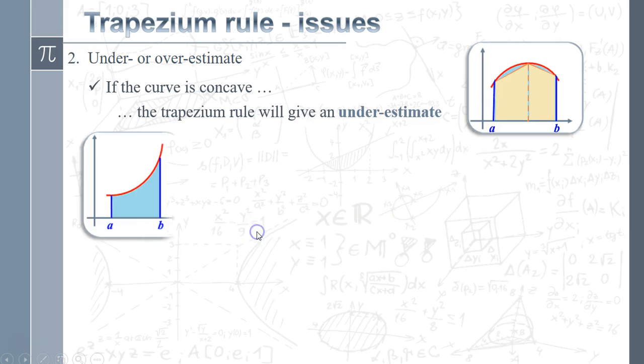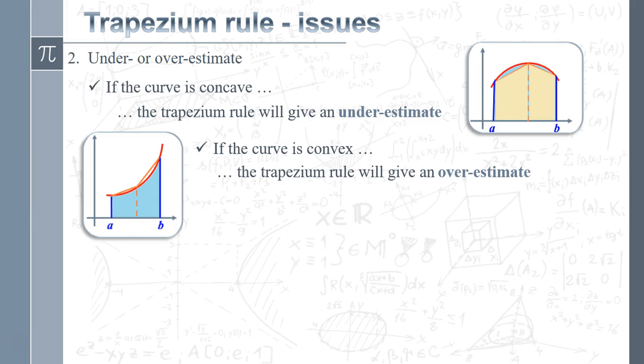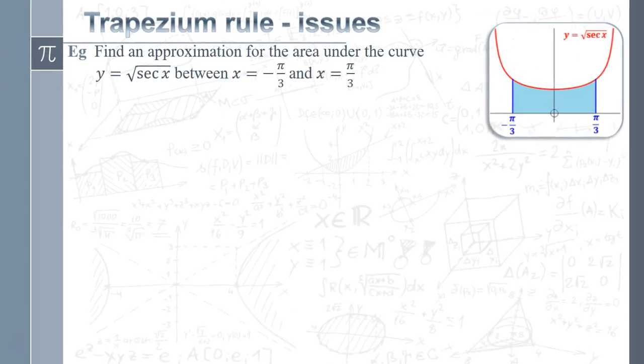So if it's convex, you'll get an overestimate. There's our diagram from the previous page where clearly those trapeziums are giving an overestimate. So concave is an underestimate, convex, Trapezium Rule will give an overestimate.